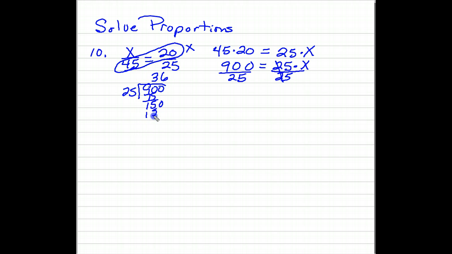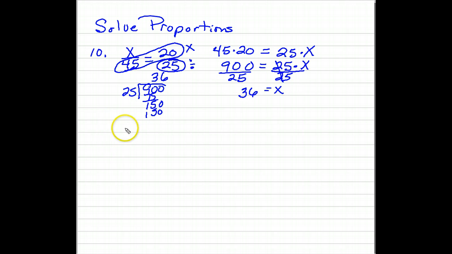So it's 36 times... X is 36. So you're always going to multiply these two and then divide by this number right here. See, we multiplied these two and then divided by 25. So you don't have to show all of this part. Just show that you multiplied these two, 900, and then divided by 25.